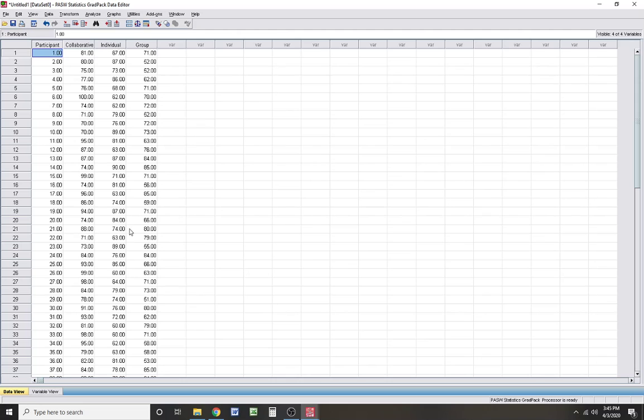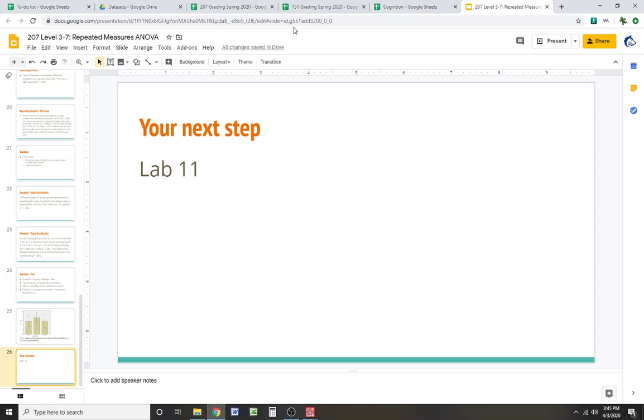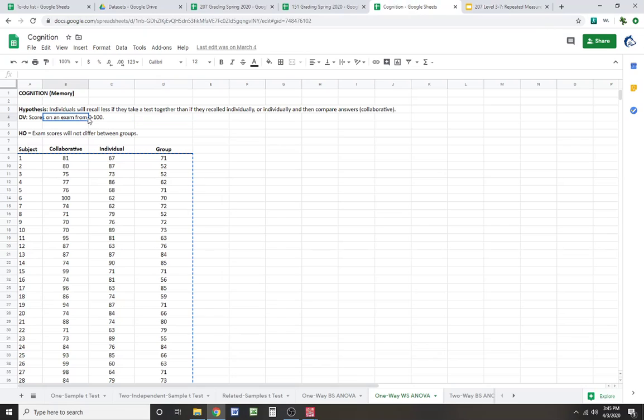So this is our data. It said individuals will recall less if they take a test together than if they recalled individually, or individually and then compared answers, which is called collaborative. So they want to see that if a group of people took a test all together, then they're not going to remember the content as much as if they took the test by themselves or if they took it by themselves and then compared answers. And it tells you here the scores on the exam are from 0 to 100. And the null hypothesis is that exam scores will not be different.